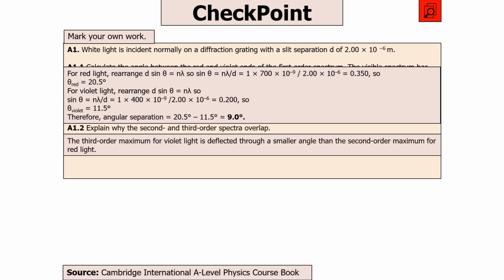Now, while the second and third order spectra overlap, well, the third order maxima for the violet is deflected through a smaller angle than the second order maxima for red light, because you've got to consider the different wavelengths of each of them as well. So therefore, it would work through that they would actually overlap in terms of angles.